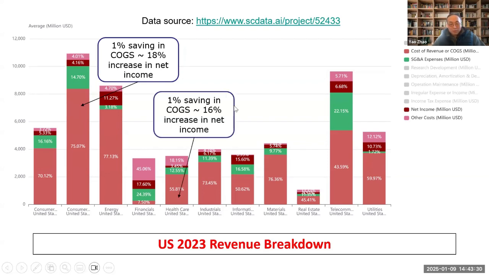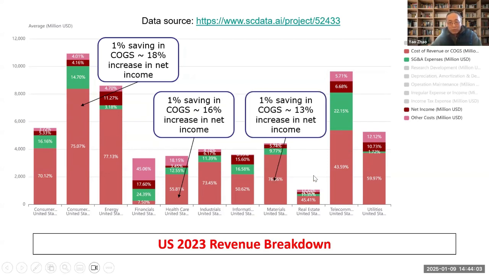What about healthcare? For healthcare, the cost of goods sold is a much smaller portion, but still almost 56%. Do the same calculation. A 1% saving in cost of goods sold will increase net income by 16%. Now, this is across the industry average. For more specific industries, let's say pharmaceuticals or life sciences, you have to do another calculation.